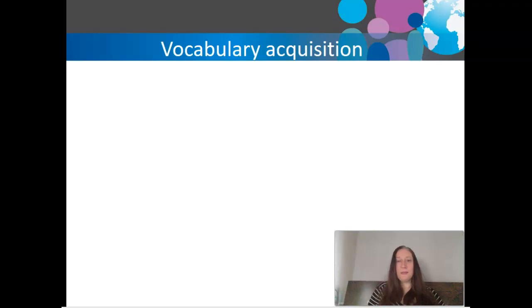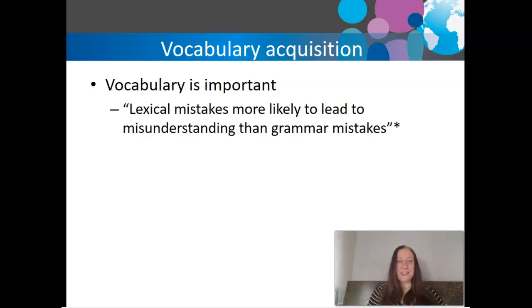So we'll start off with some assumptions that I've made about vocabulary acquisition, the process of learning, retaining, and being able to use vocabulary. We'll start with the most basic, and I would think everybody would agree that vocabulary is important. Mistakes with vocabulary are likely to cause many, many more misunderstandings than grammar mistakes. If we use the wrong tense, or if we use the wrong determiner, or something like that, it's unlikely to affect how the message is received.